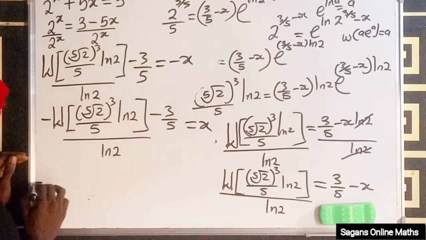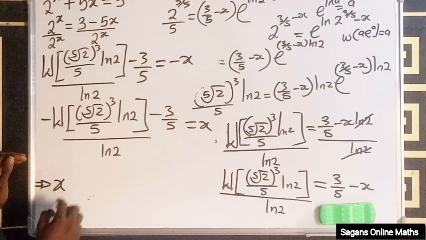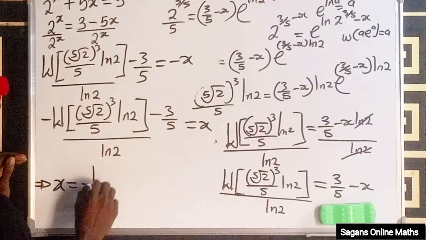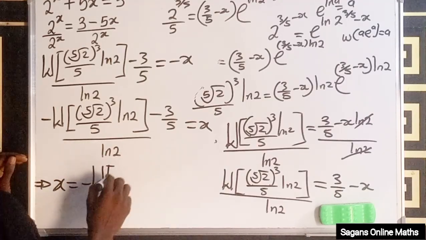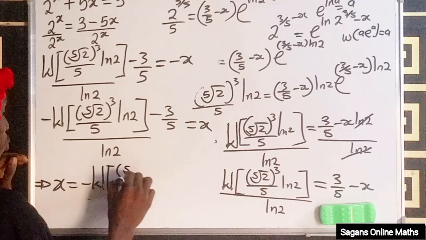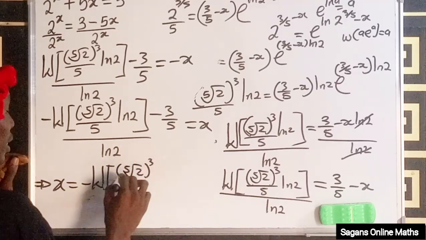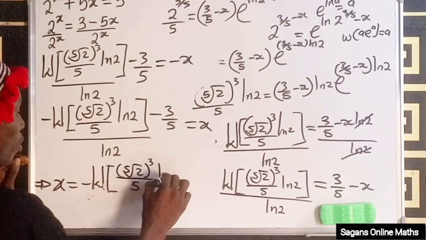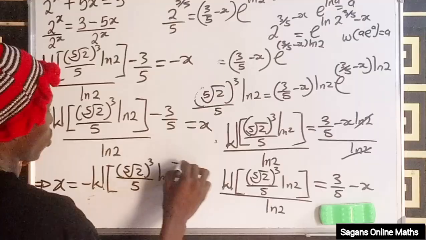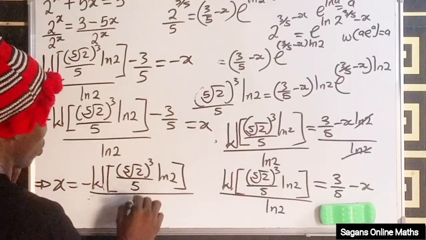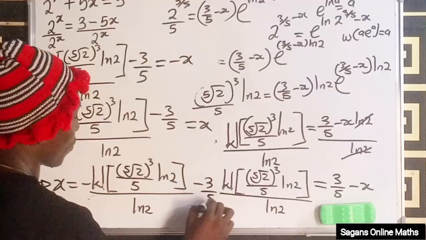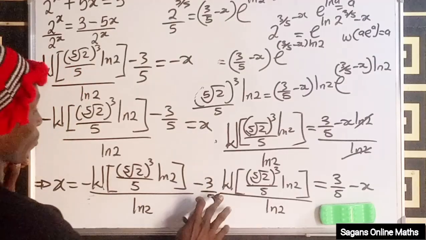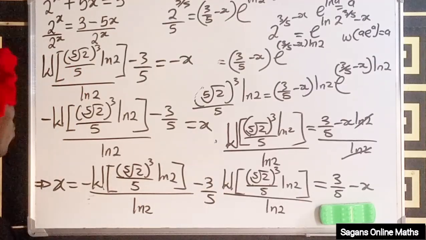And this implies that our x we are looking for is equal to the W function of, let me use bracket, then the fifth root of 2 all to the power of 3, then divided by 5, ln 2, then minus, close, then all divided by ln 2, okay, then minus 3 over 5. So this is a beautiful solution to this particular question.